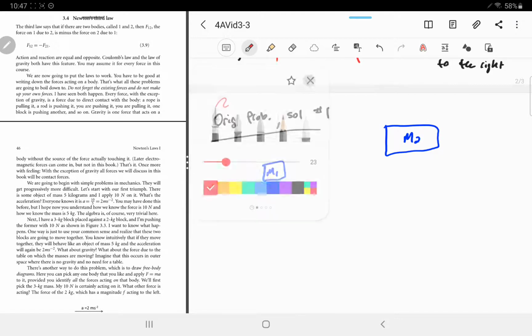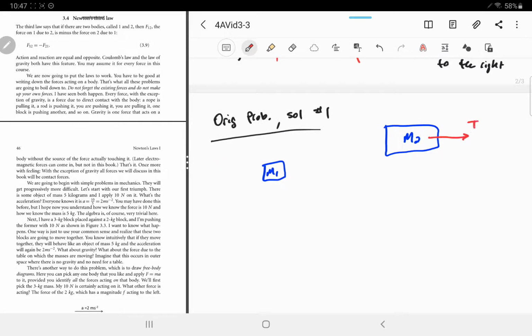Okay, so there's T2, the tension in the second rope, pulling to the right on M2. Now there's a tension pulling to the left on M2, and it's pulling to the right on M1.